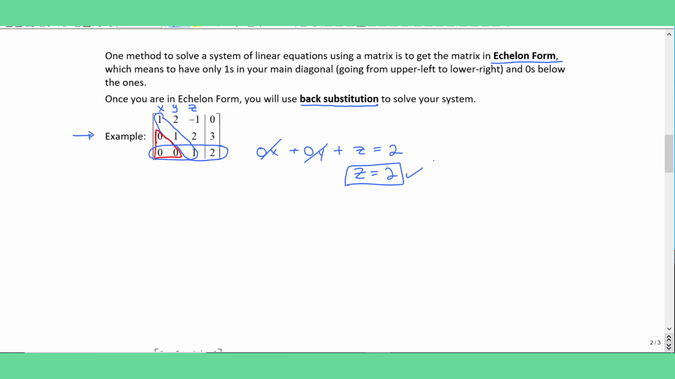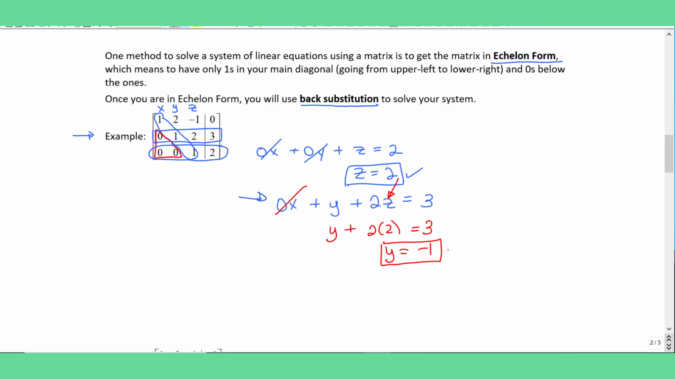We have z. Now we go up, again backwards, or from the bottom up to the top, and we look at the second equation. And that says 0x plus 1y plus 2z is equal to 3. But we know what z is. It's 2. So we have y plus 2 times 2 is equal to 3. Of course, that's 4. Subtract it, and we get -1. So now we have z and y. Our last thing to get is x.